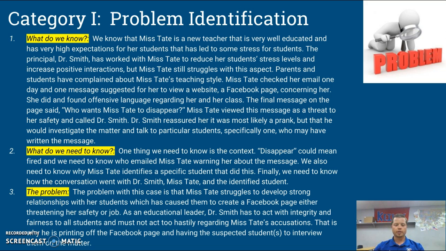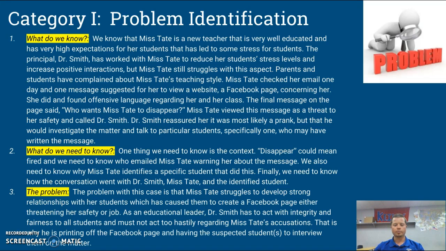So what do we need to know? One thing we need to know is the context. Disappear could also mean fired, and so that's one thing we could figure out. We also need to know who emailed Ms. Tate the warning message. We also need to know why Ms. Tate identifies a specific student that did this. Maybe she's had issues with him in the past and she could provide more details on that. And finally, we need to know how the conversation went with Dr. Smith, Ms. Tate, and the identified student, if that conversation did occur.